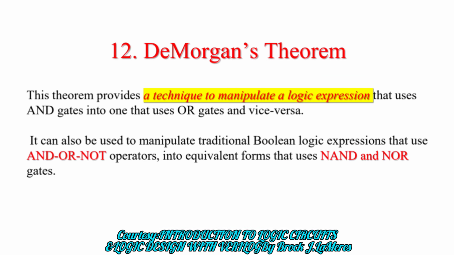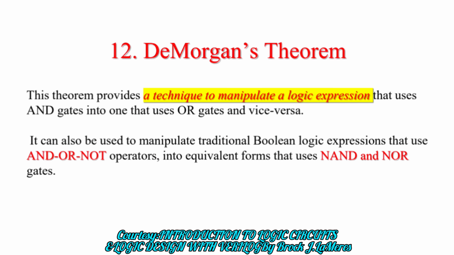Now the last theorem, which is known as De Morgan's theorem related with the complements, it's very important, and this theorem provides a technique to manipulate a logic expression that uses AND gates into one that uses OR gates and vice versa.